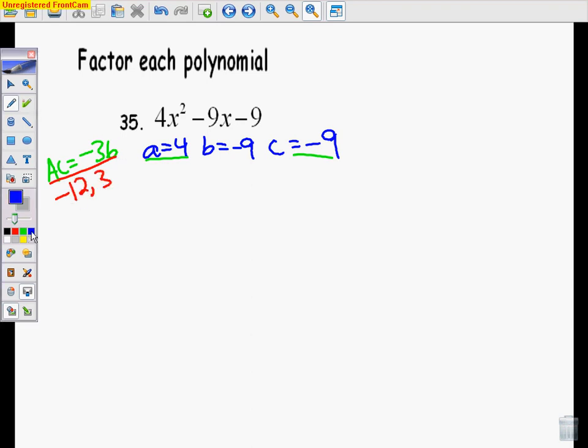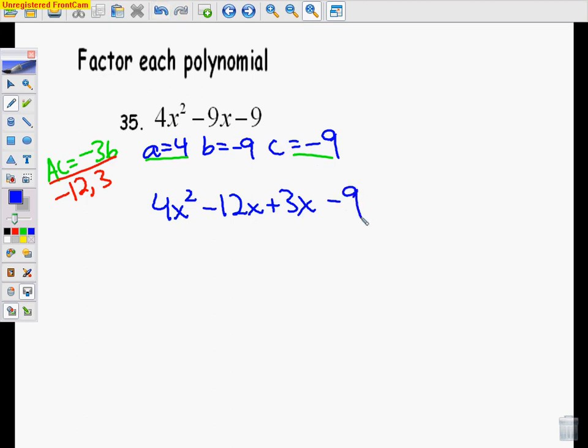After you do that, you take these numbers and replace the b, that negative 9x. So this is what we're going to do. We have 4x squared, we're just bringing that right down. And then instead of negative 9x, we're going to put negative 12x and positive 3x. And then we're just going to bring down that negative 9 as well.